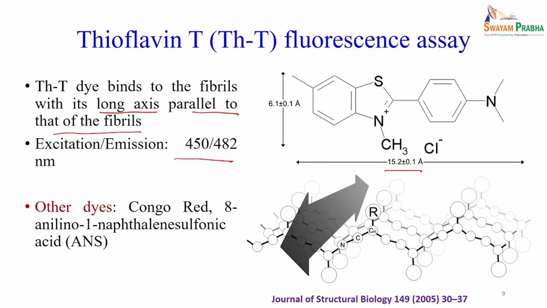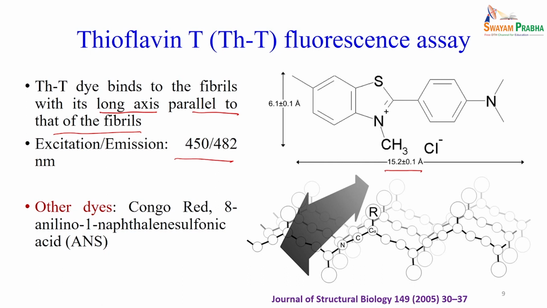emission at 482 nanometer. So, if there is an absence of this particular conformation, in that case, although you add the ThT dye, it will not give the enhanced fluorescence intensity. So, it gives the enhanced fluorescence intensity only if it binds to the aggregates in a particular fashion, and its long axis, which is close to 1.5 nanometer, binds to the stacked beta sheet structure. And once it is bound, we go for its fluorescence intensity measurement with excitation at 450 nanometer and emission at 482 nanometer.